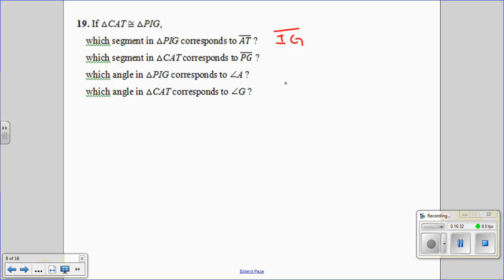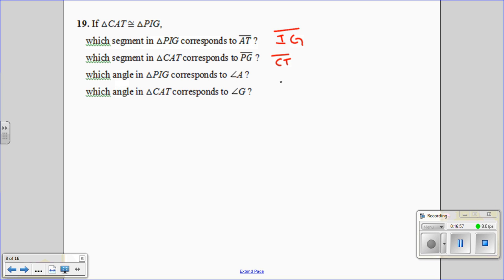Second question, which segment in triangle CAT corresponds to segment PG? So that means it would be segment CT. C is the first and T is the third. P is the first and G is the third. So you've got to use the letters that are in the same location.